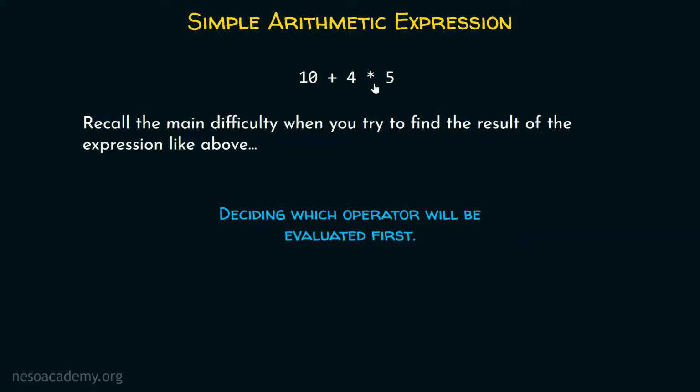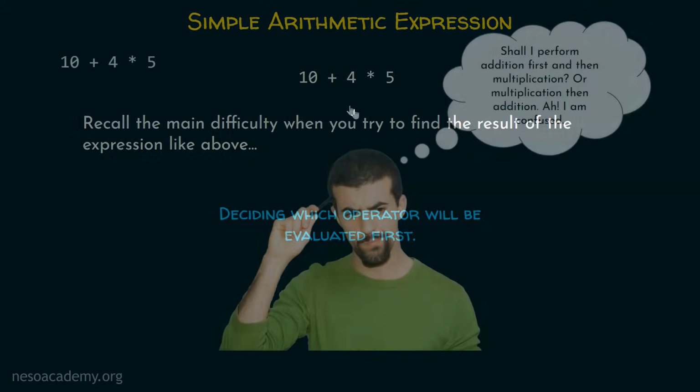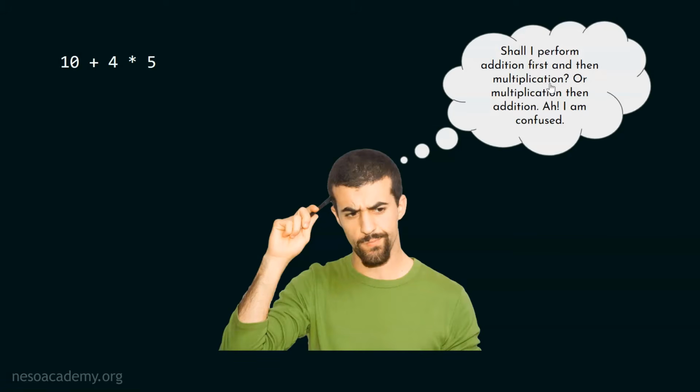Someone who is new to all these things and tries to find the solution to this type of expression would encounter such a problem, of course, whether to perform addition first or multiplication first. The usual approach is to perform addition and then multiplication, going from left to right. But this is not always the case. Actually, there is a problem in evaluating this expression. Shall I perform addition first and then multiplication, or multiplication then addition? Of course, I'm confused. I don't know which operation will be evaluated first.